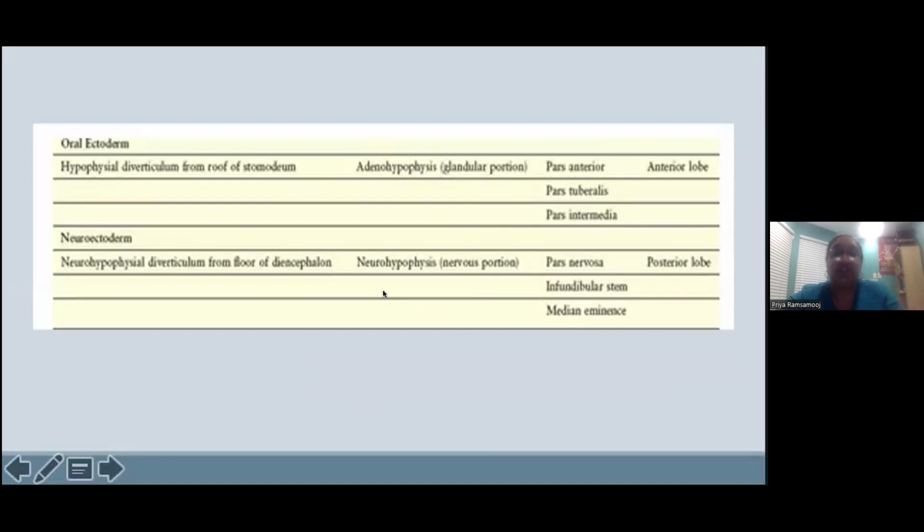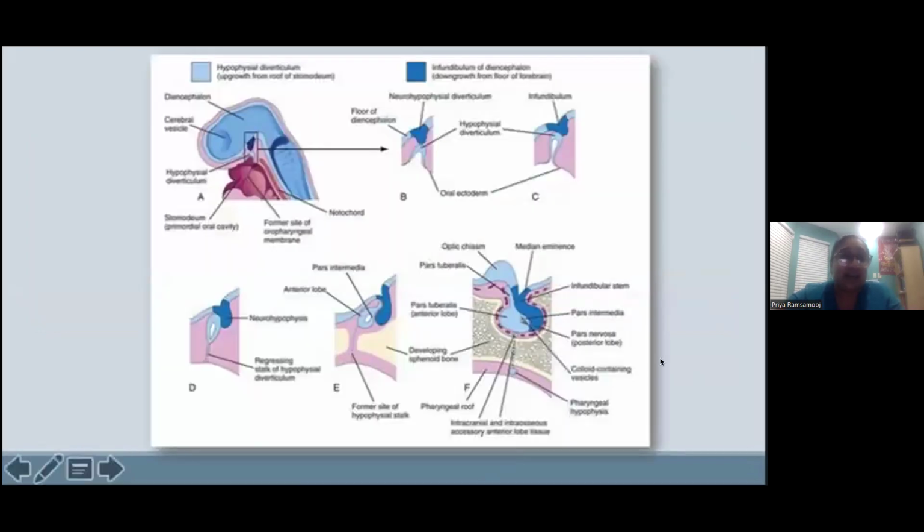That double origin really explains why the pituitary gland is composed of 2 completely different types of tissue, meaning you have your glandular tissue for your anterior lobe and you have your nervous tissue for your posterior lobe. Again, this is just going to really outline to us how the pituitary gland comes about.